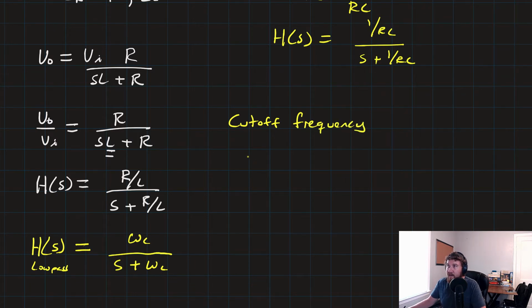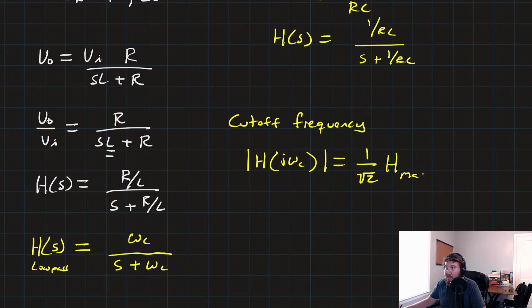We're going to define it as this. It's the place where the magnitude of the transfer function at the cutoff frequency, j omega c, is equal to 1 over square root of 2 of the maximum value, which for us is 1, of the transfer function. So it's where that plot is equal to 1 over square root of 2, which is approximately equal to 0.7.